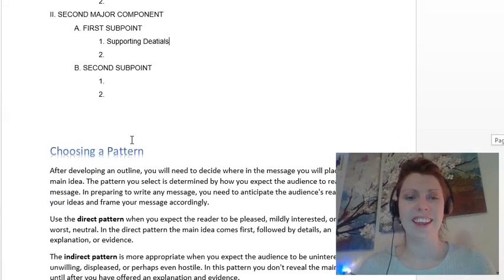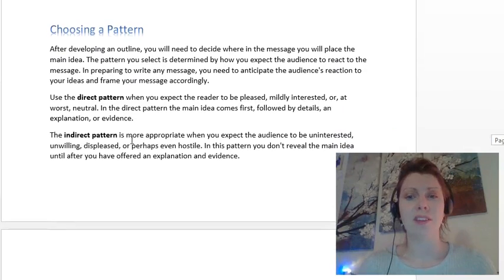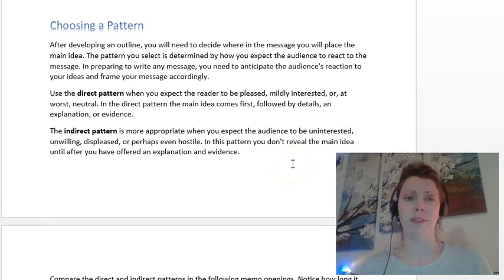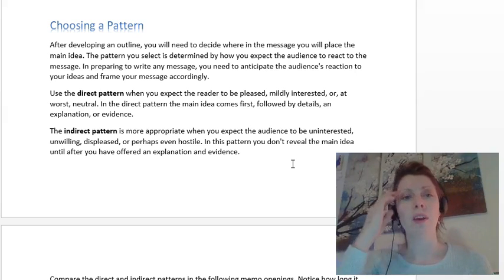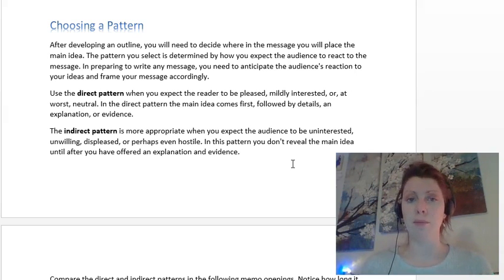All right. Now, something else that's important is how are you going to deliver this material? Well, there you have a couple options. You can choose to go with a direct pattern or an indirect pattern. So after you develop the outline, you need to decide on where in the message you will place the main idea. And choosing between the direct and indirect methods will influence where this main idea goes.